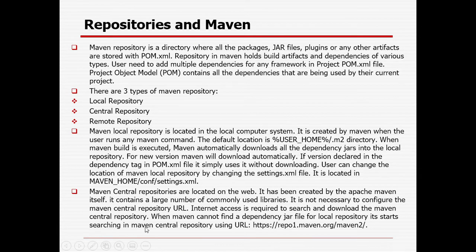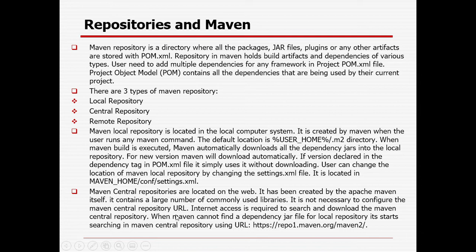Then the central repository. The Maven central repository is located on the web. It has been created by Apache Maven itself. It contains a large number of commonly used libraries. It is not necessary to configure the Maven central repository URL. Internet access is required to search and download from Maven. So in case whatever dependency you are adding is not available in your local repository, definitely you will get it from the central repository, and at that time your internet connection is required because it will try to sync with the internet, right?